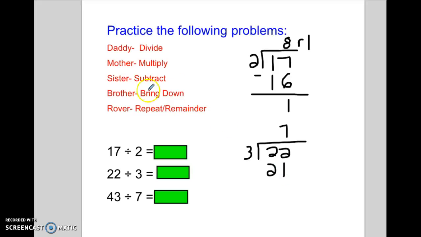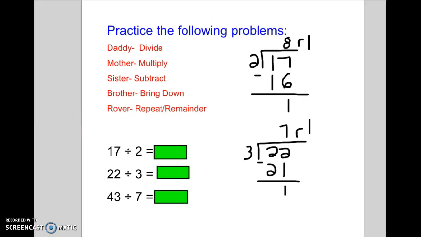Then I go to my sister step. I subtract. All right. 2 minus 1 is 1. 2 minus 2 is 0. So I'm stuck. Then I bring down. In this case, I can't bring anything down because there's nothing left. When we get to our 3-digit division in a second, you'll see that I'll be able to bring down. So then I go to the next step. I can either repeat or have a remainder. Well, in this case, again, I can't repeat because there's nothing to bring down. So this is my remainder is 1. So I can say remainder of 1.